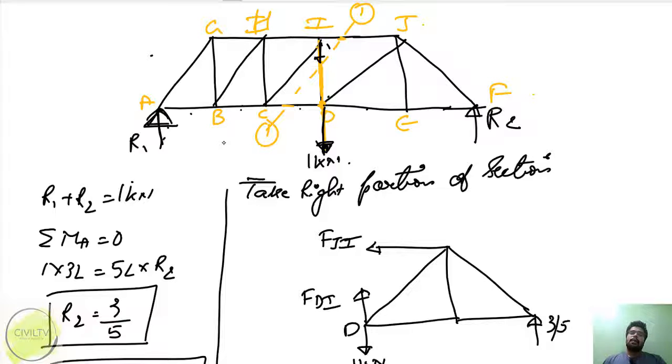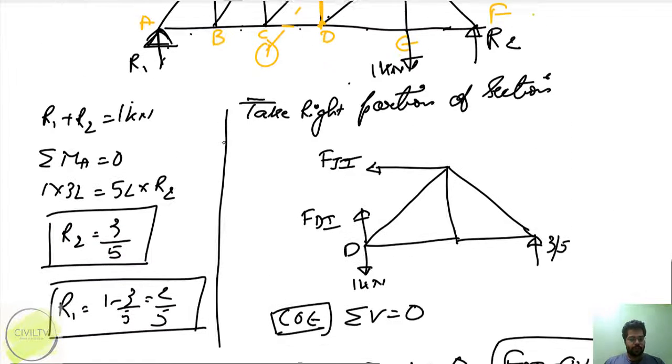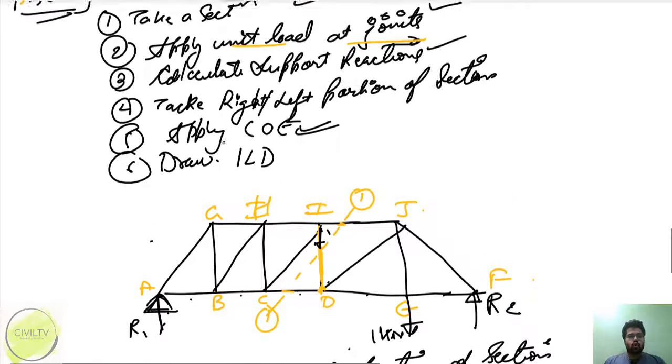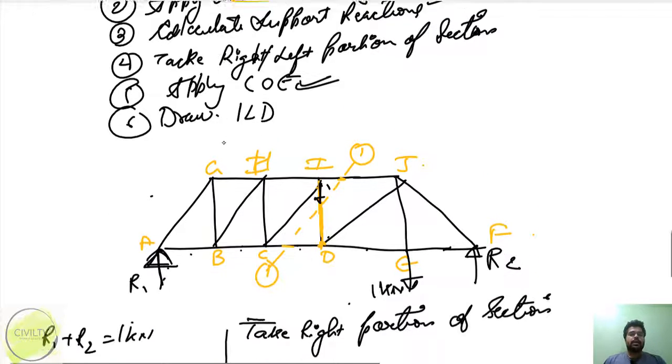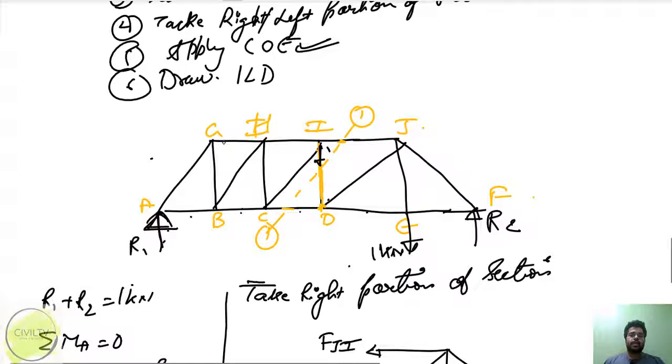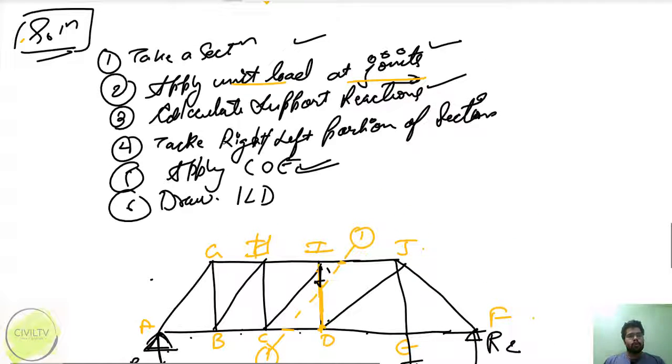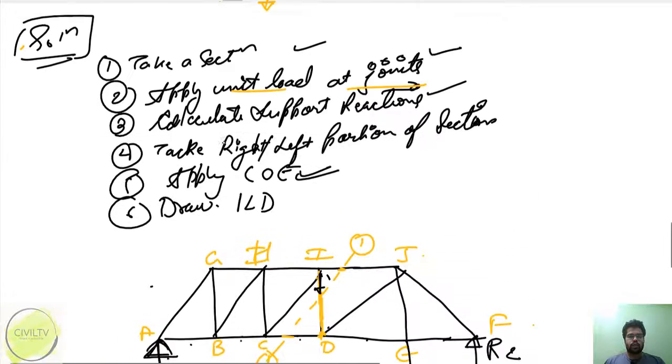Now I'll apply a unit load at joint E. I'll erase this load and apply a unit load of 1 kilonewton at joint E, and I will check the force on the member DI. So let's do it. Instead of drawing a new figure again, I'm redrawing it on the same figure itself. I've applied a unit load at the joints.